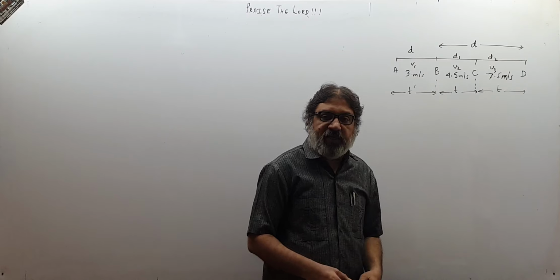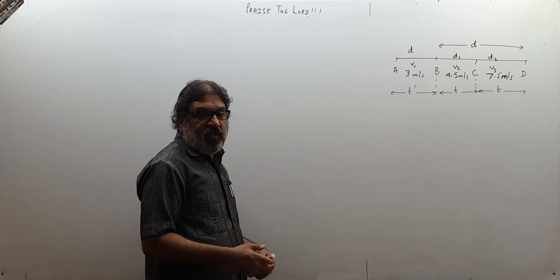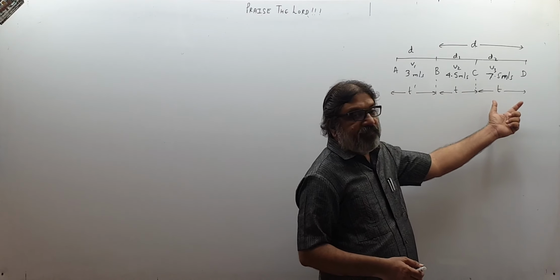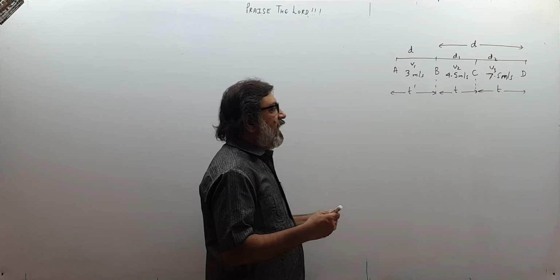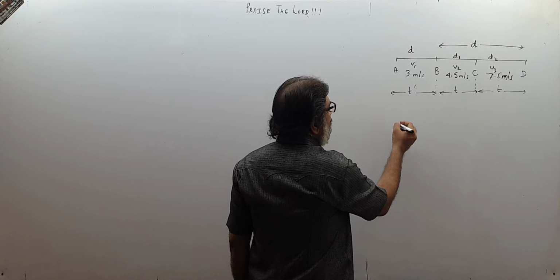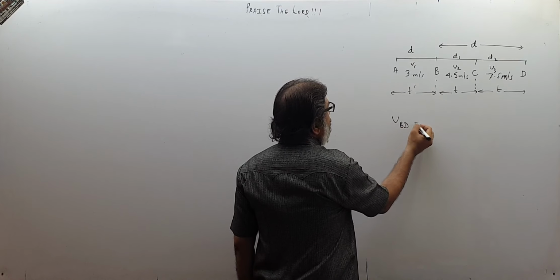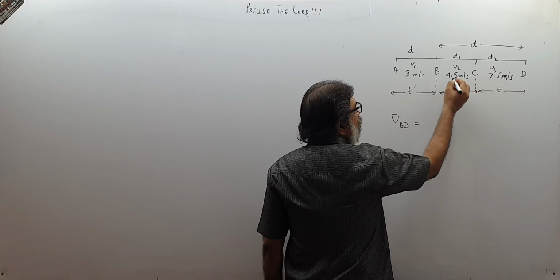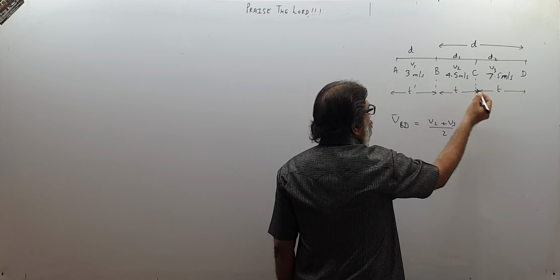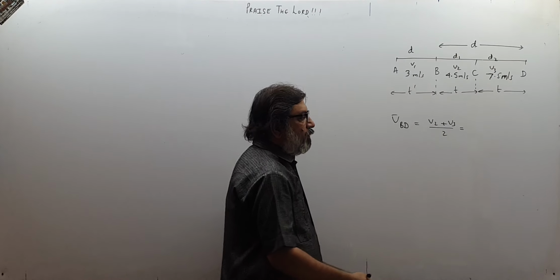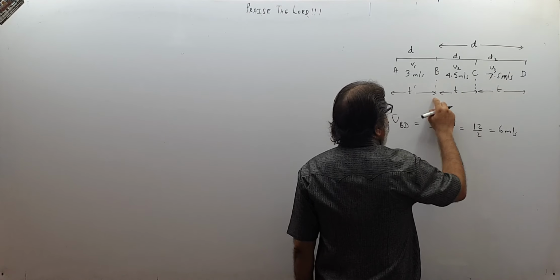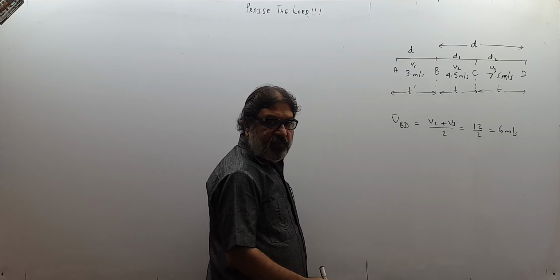So we have to find the average speed. It is very easy, children. It is just a numerical based question of the previous concept. Here times are equal, so what will be the average speed for the BD region? That will be (V2 plus V3) upon 2, because times are equal. So 4.5 plus 7.5, that will be 12 upon 2, and that will be 6. So for this region, average speed is 6 meter per second.